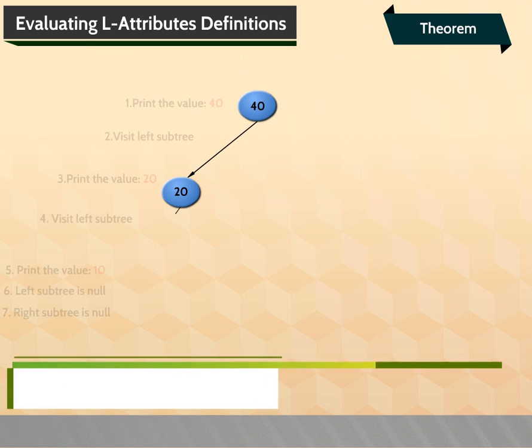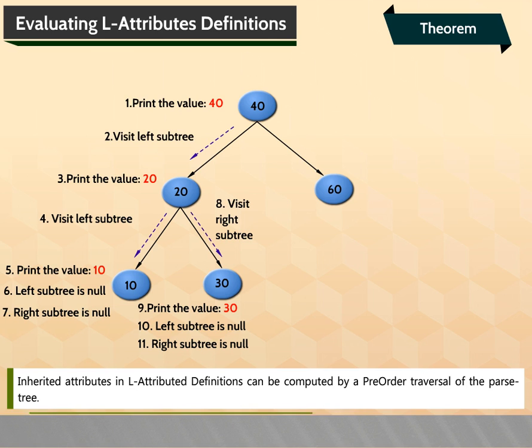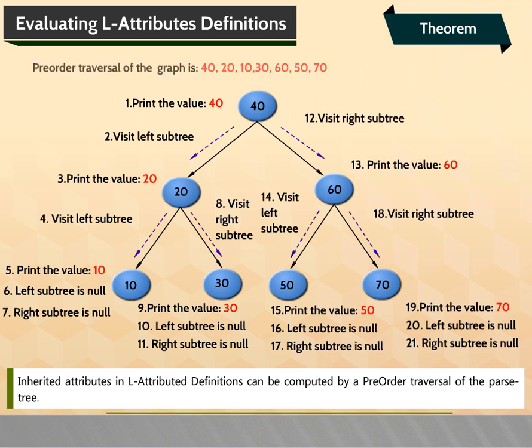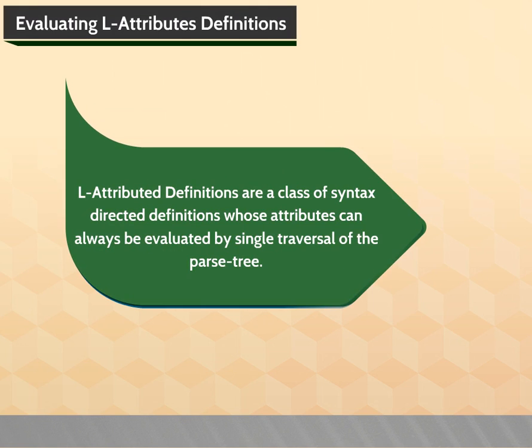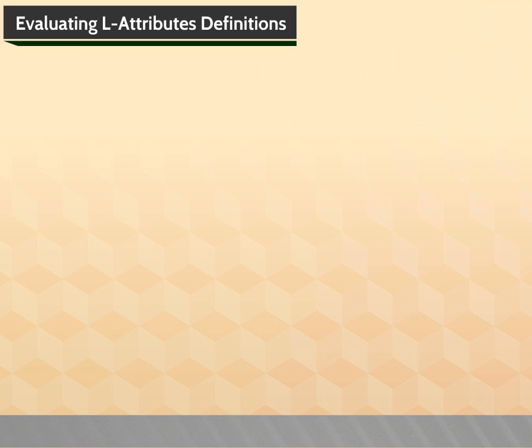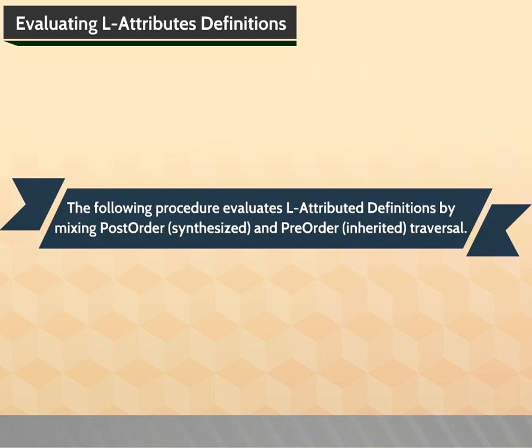Theorem. Inherited attributes in L-attributed definitions can be computed by a pre-order traversal of the parse tree. L-attributed definitions are a class of syntax-directed definitions whose attributes can always be evaluated by single traversal of the parse tree. The following procedure evaluates L-attributed definitions by mixing post-order, that is, synthesized, and pre-order, that is, inherited traversal.